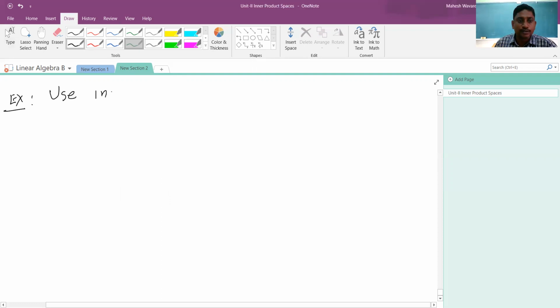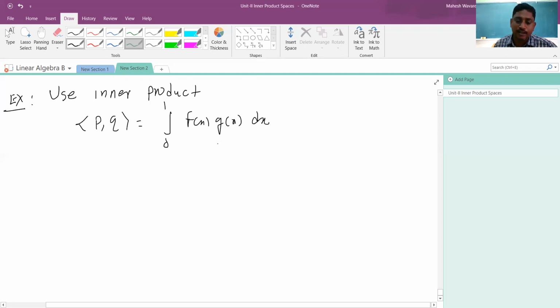Use the inner product on function space. You have to use this inner product here: integration from 0 to 1 of f of x g of x. You are going to define continuous functions. Use this inner product, and you have verified that this is an inner product in the previous lecture.